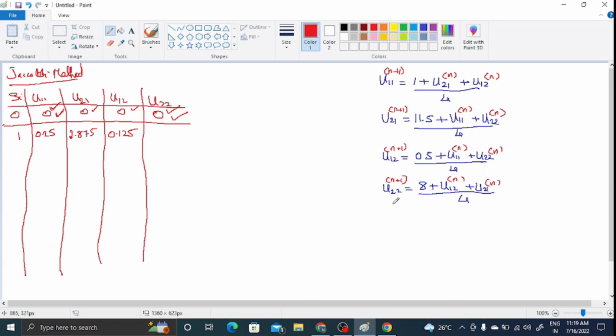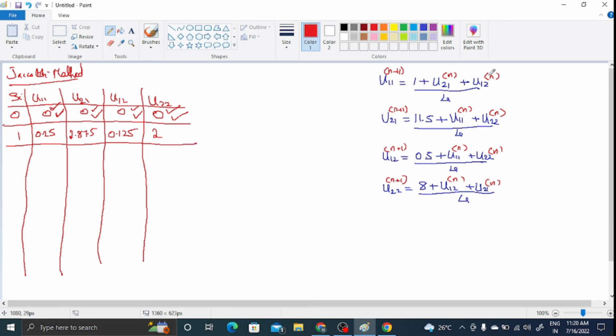So this one is also okay. Now what about U22? For U22, 8 plus U12, that is 0, then U21, that one is also 0. So 8 plus 0 divided by 4. So that is clearly 2, right? So now the first iteration is over.